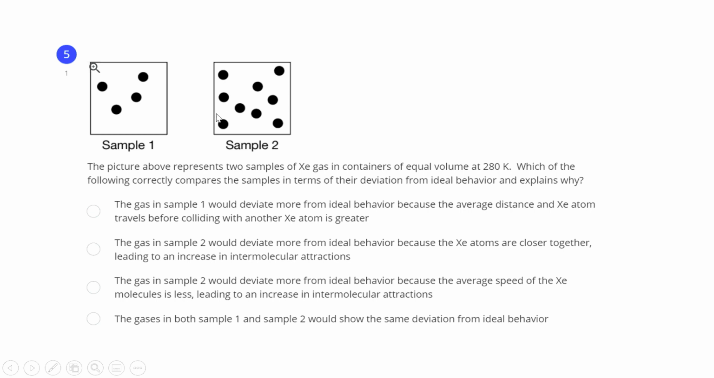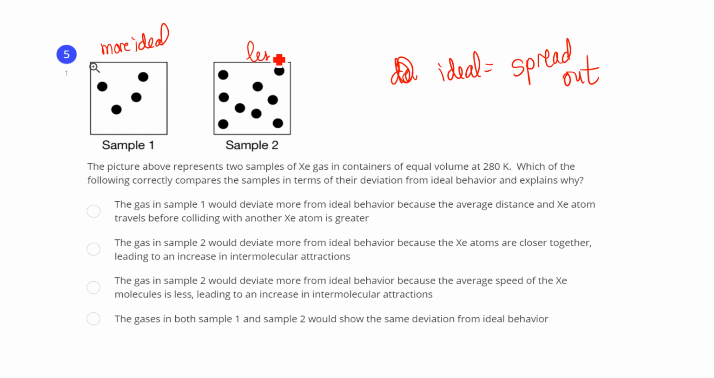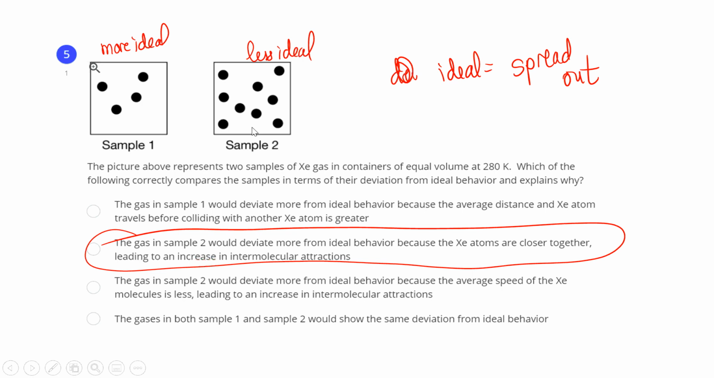So here's another one. Basically, which is going to deviate more from ideal behavior? We know that ideal gases tend to be very spread out, and that's why they experience no intermolecular forces. So this gas over here seems to be more ideal because its particles are more spread out. Over here, this one is less ideal. So sample 2 is going to deviate more from ideal behavior because the atoms are closer together, so they're going to experience those intermolecular attractions more strongly. It will behave less ideally because, again, remember, ideal gas particles are spread out and experience no intermolecular forces.